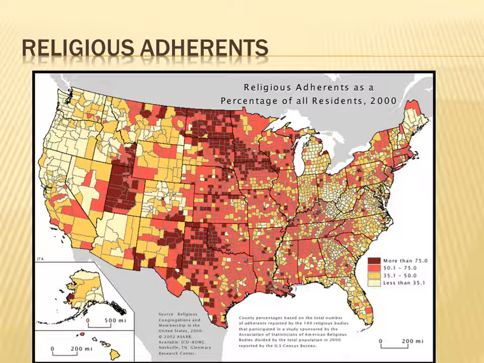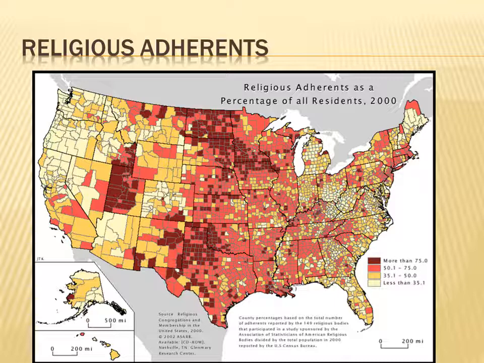And this is a choropleth map, county scale in the United States. All right. But this is different than the last religion map that we looked at. This is not a core map. This is looking at religious adherents, religious followers. The number of people who are followers of a religion as a percentage of all residents of the county.